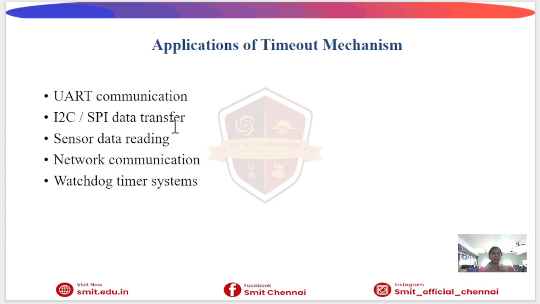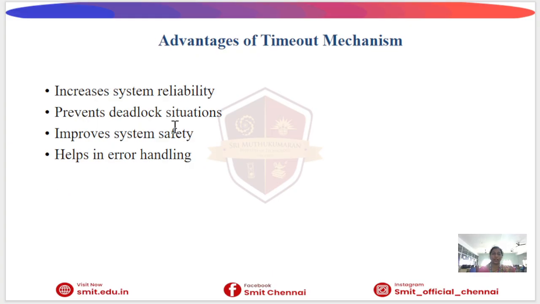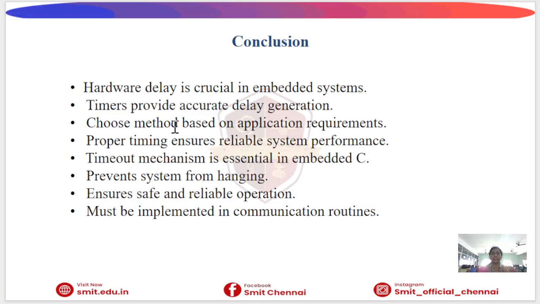To summarize: the hardware delay is necessary for proper hardware control. The software delay is simple but inaccurate, and the hardware timer delay is more accurate. The timeout mechanism prevents the system hanging, and the timeout is mandatory in communication routines. In embedded systems, timing is very important, the hardware delay is also very important, and the timeout process is also very important. So we have discussed these topics in this session.